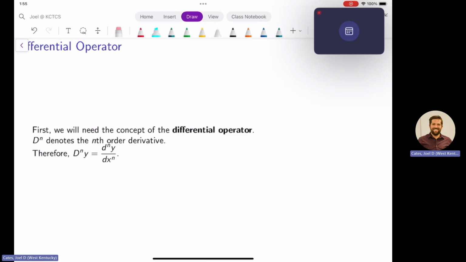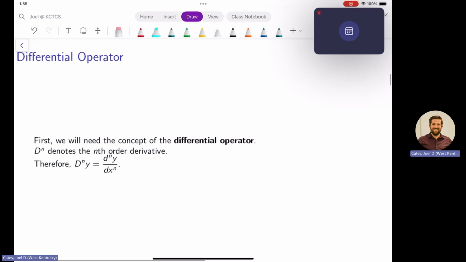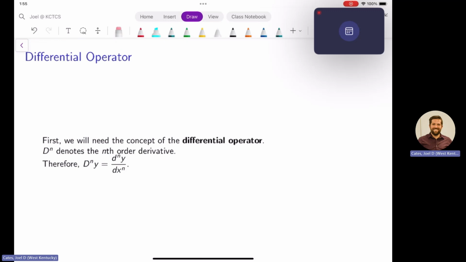To use the annihilator approach, we first need to talk about what is called the differential operator. We can denote a derivative with this capital D to an n power that denotes the nth derivative of whatever it's applied to. So D to the n of y is the nth derivative of y with respect to x. It's just kind of a shorthand. You should have seen this in Calc 1 as an alternate kind of notation. It doesn't get used a whole lot until we get here to differential equations.